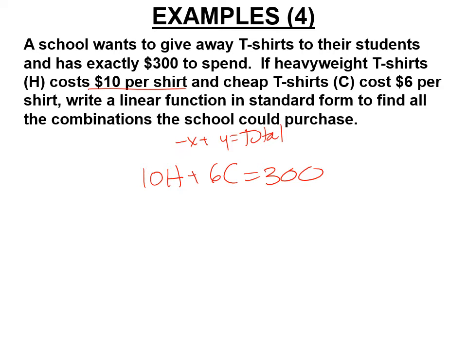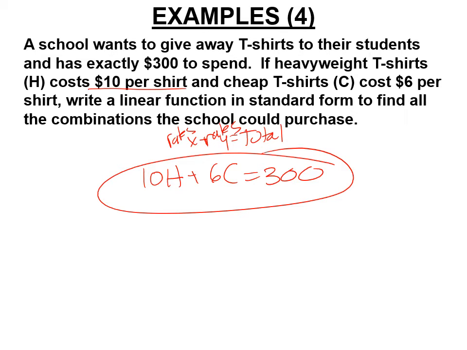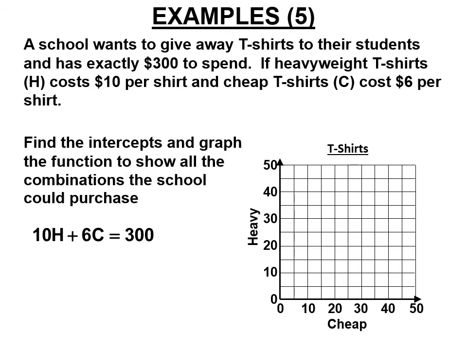A and B here are our coefficients. They're our rates. And we're not using x and y. We're using H for heavyweight and C for cheap. What this means is if you buy more of the heavyweight, you have to buy fewer of the cheap. And if you buy more of the cheap, you have to buy fewer of the heavyweight, because you only have $300 to spend.